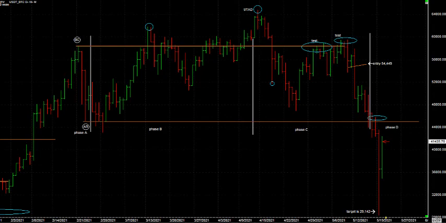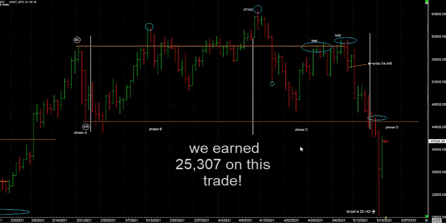Point and figure tells us exactly how long we can hold on to these trades. With point and figure, there is no guessing. It's relatively easy once you understand the principles and the step-by-step method that we apply to the markets. This actually, in fact, paid 25,307 points with Bitcoin, while everybody else was wondering what the hell is going on with Bitcoin. It works like this perfectly every single time you do it correctly.